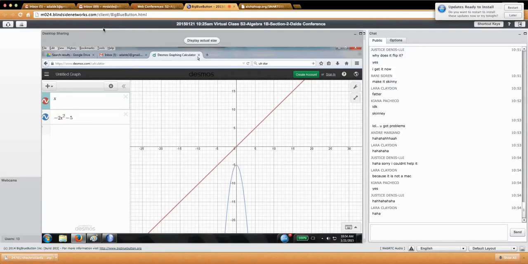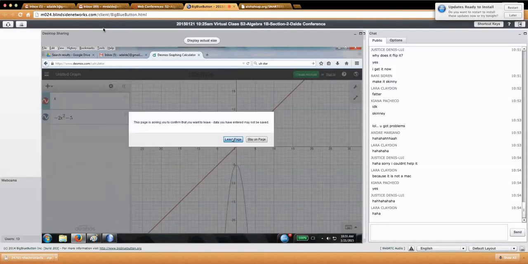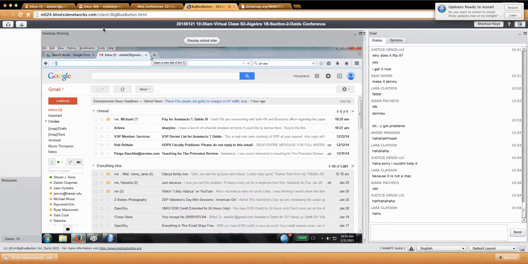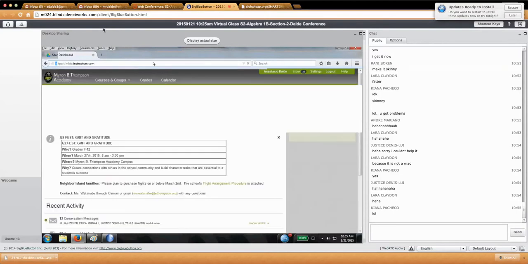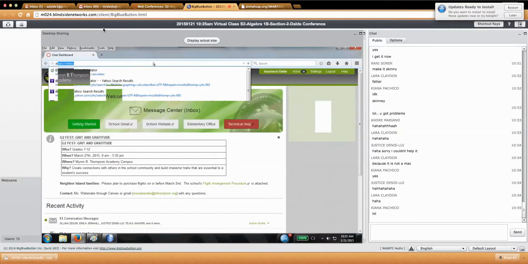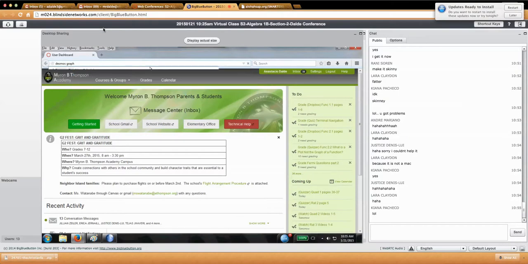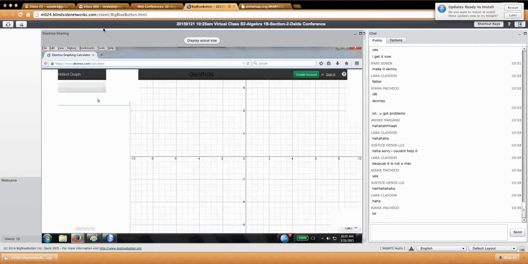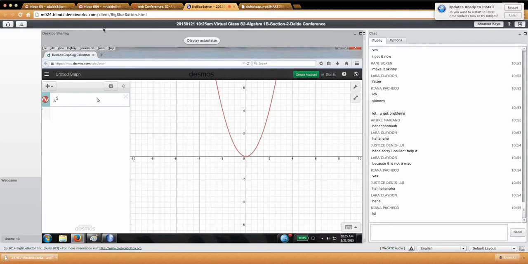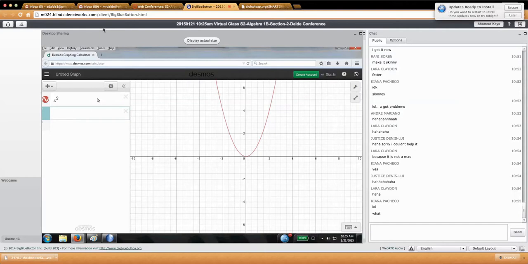Okay, you know what? I'm going to close Desmos. X squared at what? X squared. Oh, you know what? I bet you I know what it is. I know what it is. The shift button was stuck. Anyway.